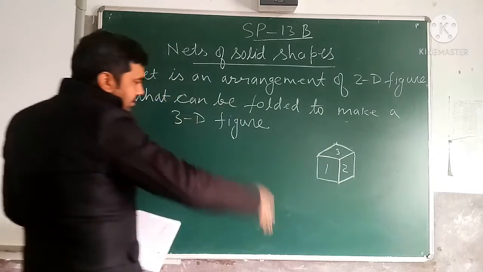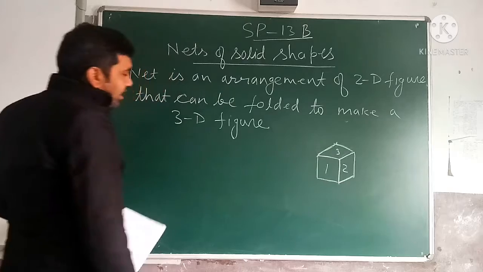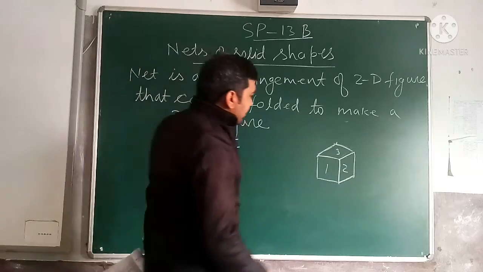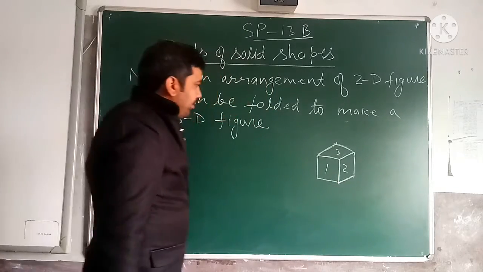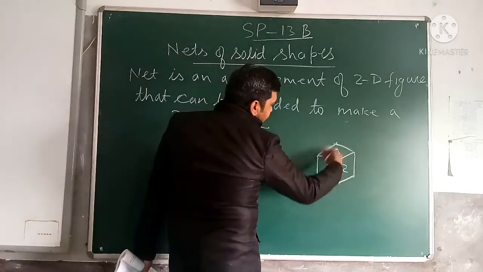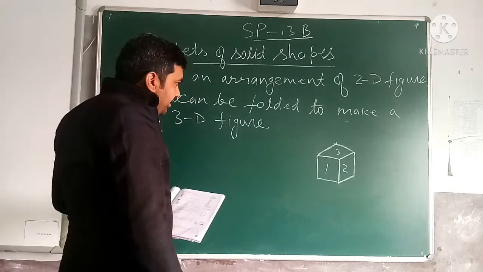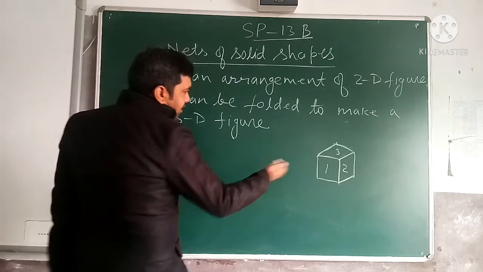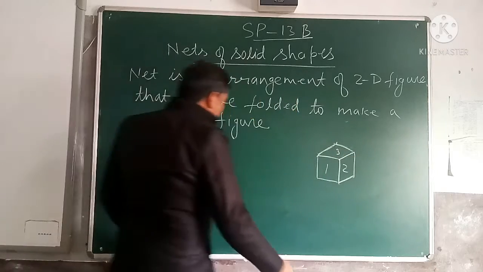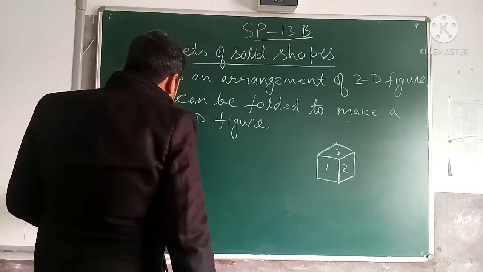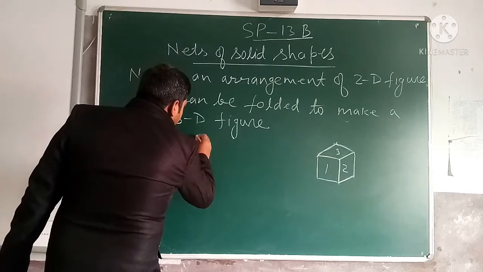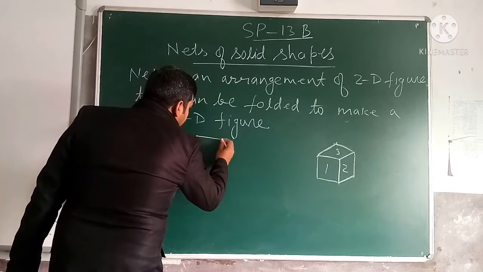So if we cut this, if you unfold it, you will get 6 square shapes, because each face of the cube is a square. When we unfold it, when we cut each face, we'll get 6 squares. So let's see what the net structure will be. We'll try to make it here.